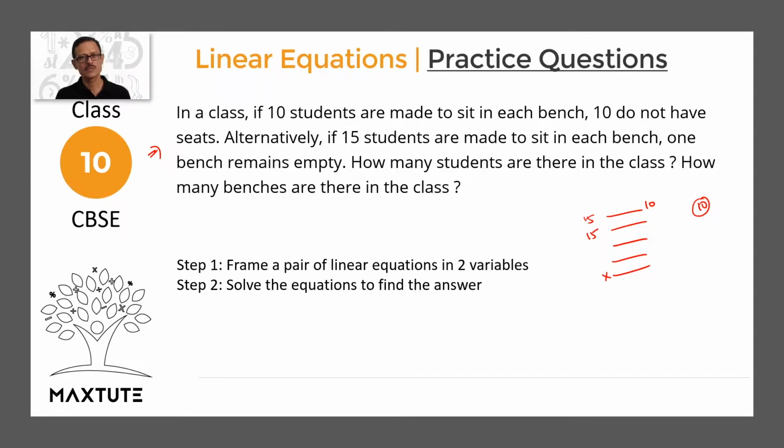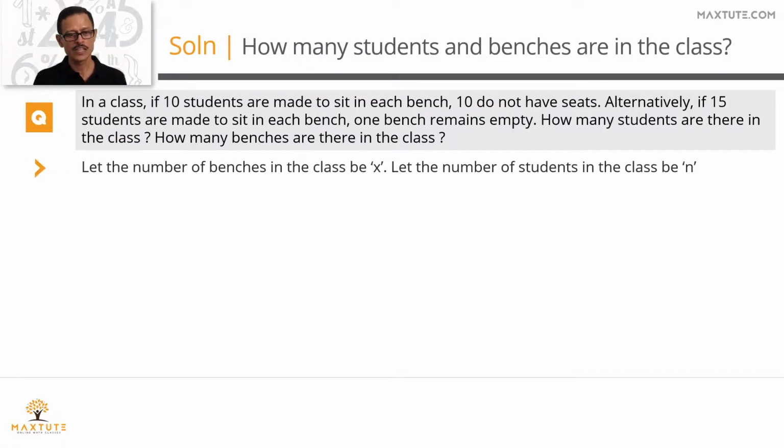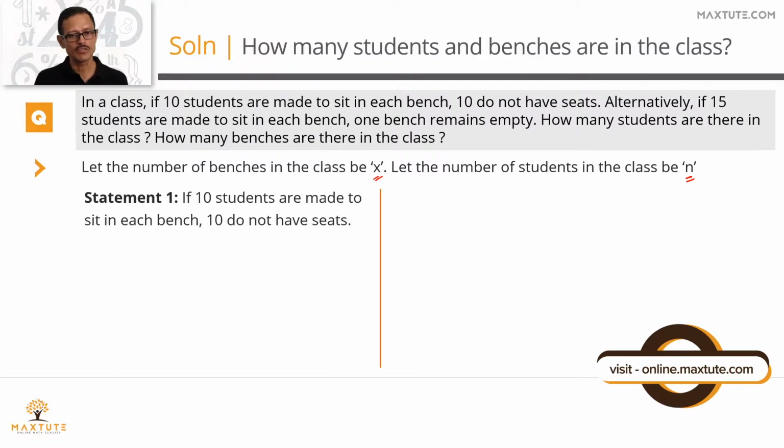The first process is let's basically assign two variables. The first variable is for the number of benches in the class. Let that be equal to x. The second variable is the number of students in the class. Let that be equal to n. Let's start with the first statement. We'll frame an equation for it.